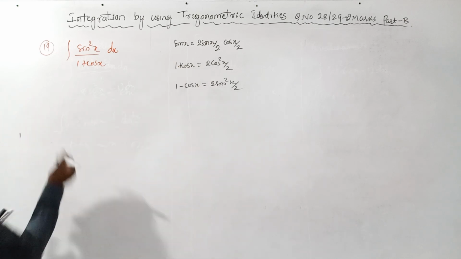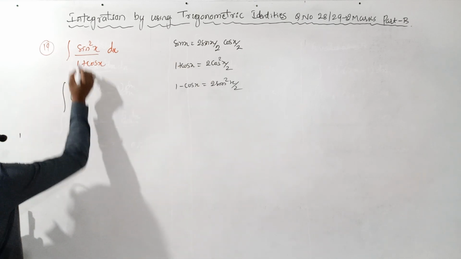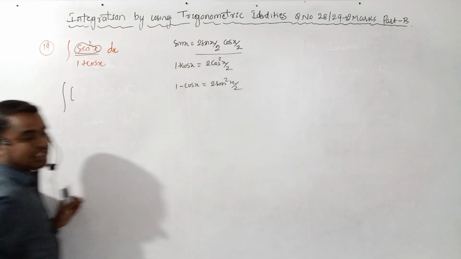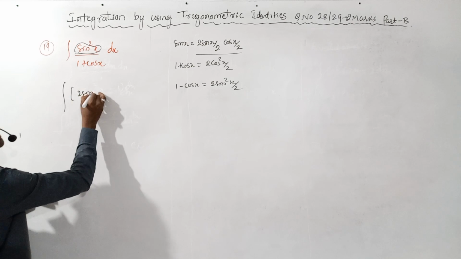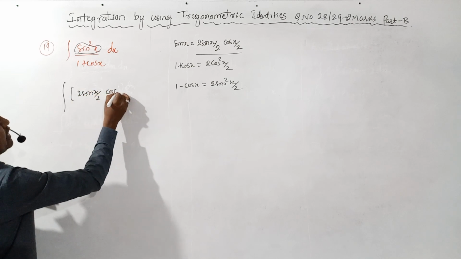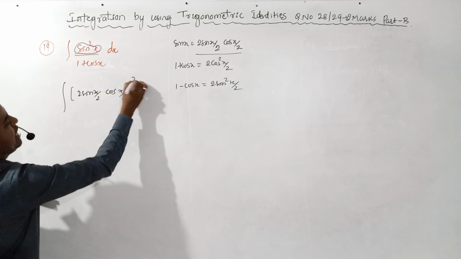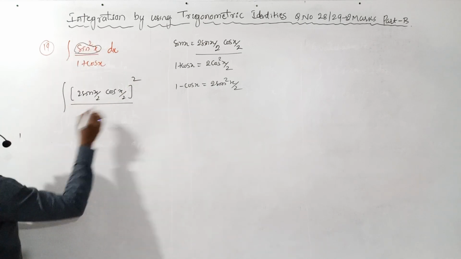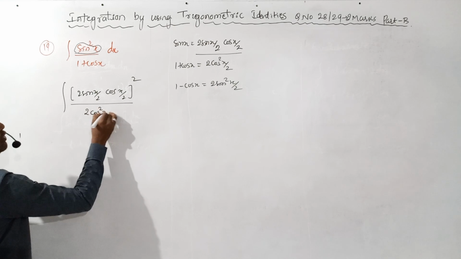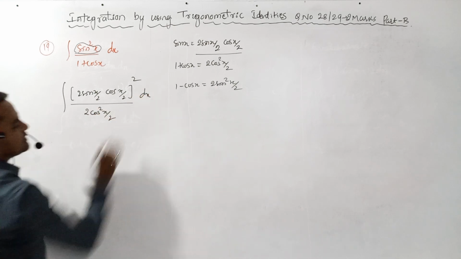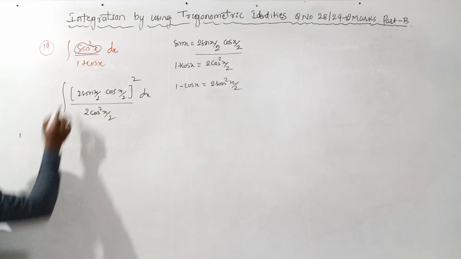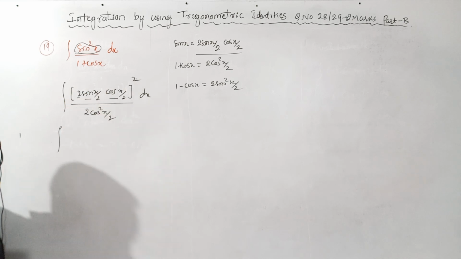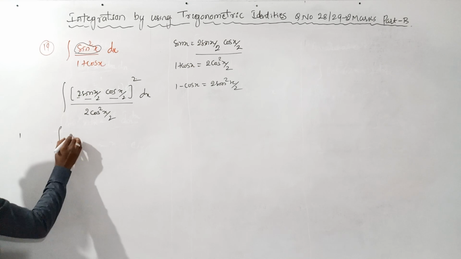See, it's simple. What I am doing here, I am writing this sin x, which was 2 sin x by 2 cos x by 2, whole bracket square. This is sin square. And 1 plus cos x means 2 cos square x by 2, dx. Now after this, the square is common here. The square of 2 means what? 4.